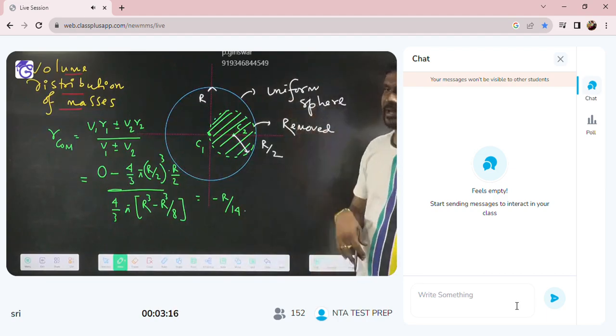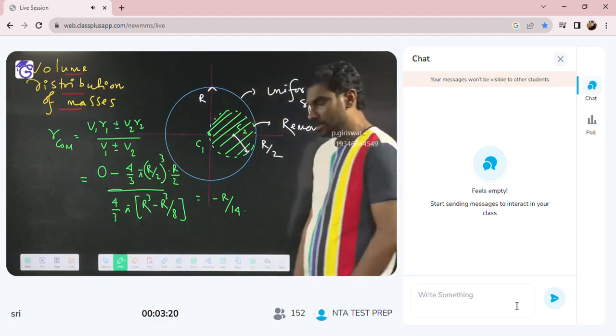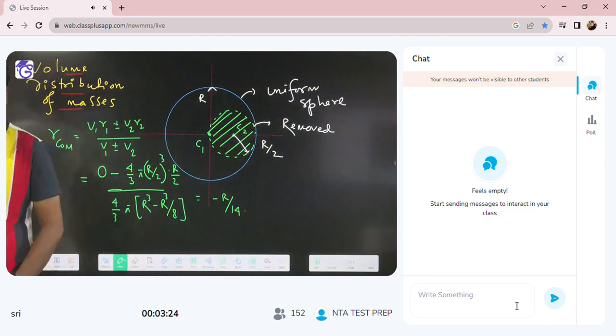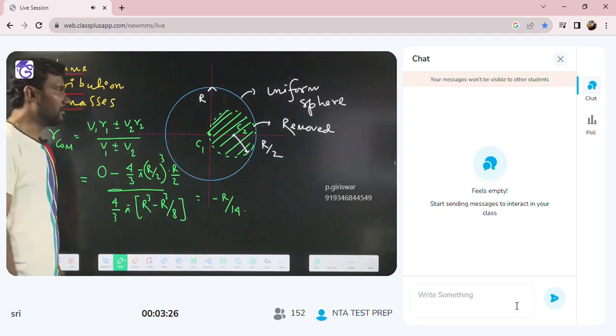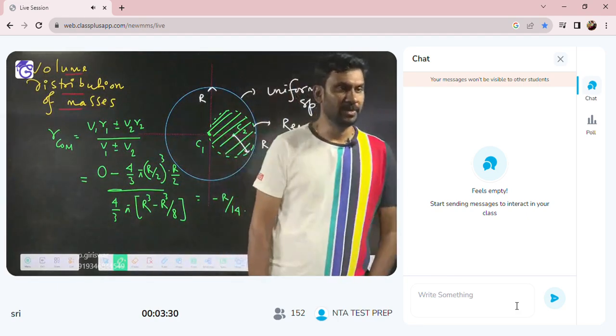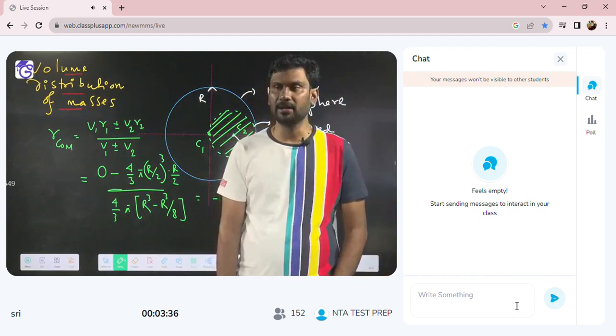Previous day when areal distribution was there, the formula was A1 R1 plus minus A2 R2 by A1 plus minus A2. Here in this case, the formula will be changed to volume. We will write V1 R1 plus minus V2 R2 divided by V1 plus minus V2. Is it clear? Did everyone get the idea?